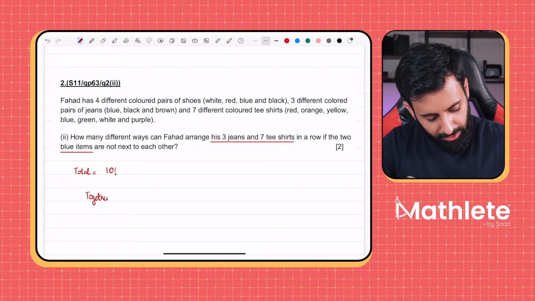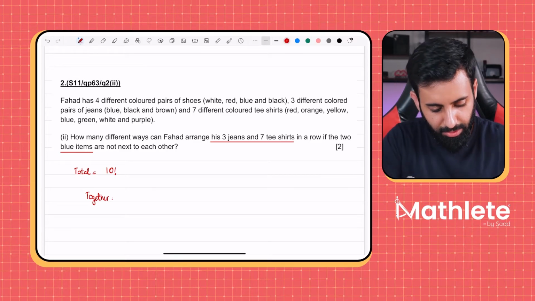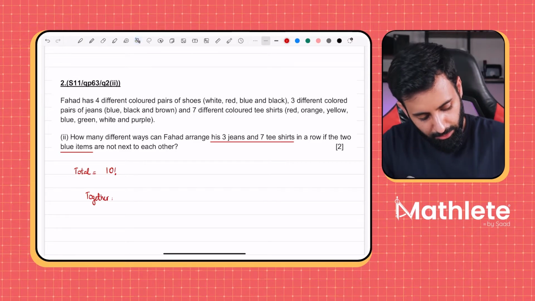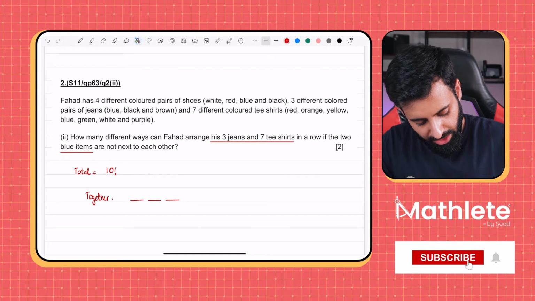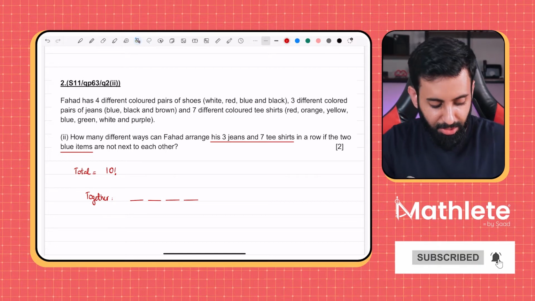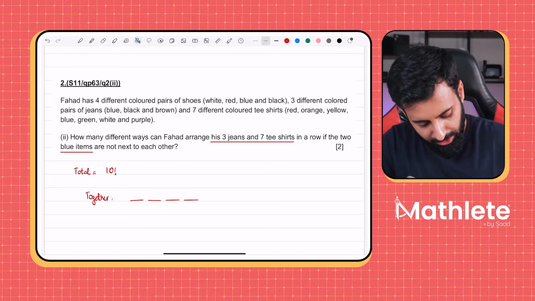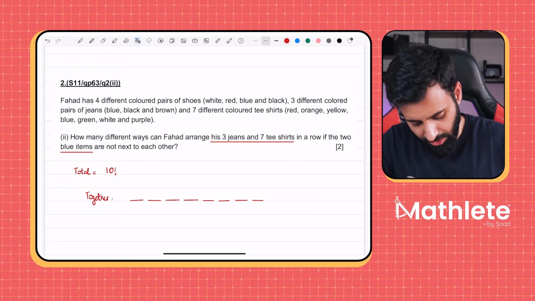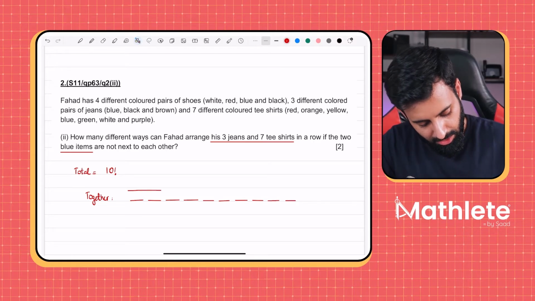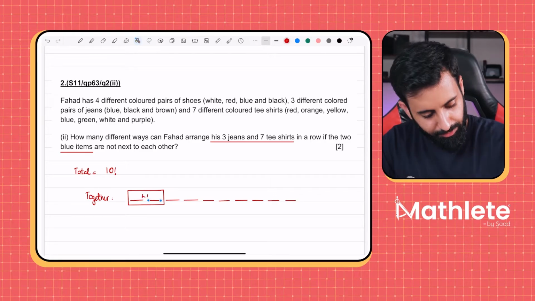Okay, so the following working that I will do will be to find out the number of ways that they are together. So the way we do that is that the objects that are not to be next to each other, we find out the number of ways that they can be together. We put them in a box. So 1, 2, 3, 4, 5, 6, 7, 8, 9, 10. Okay, so let's put them in a box. There we go. 2 factorial.